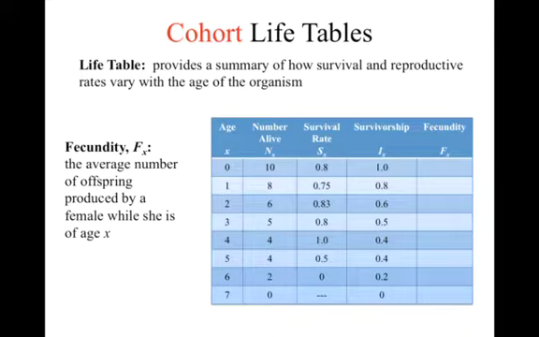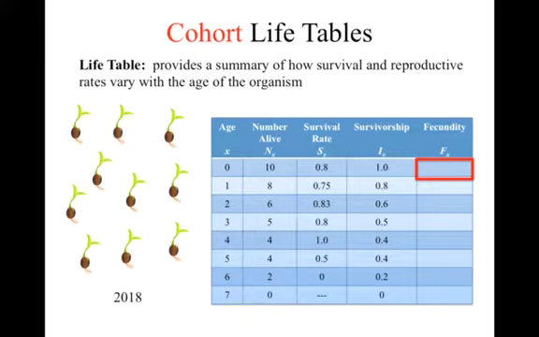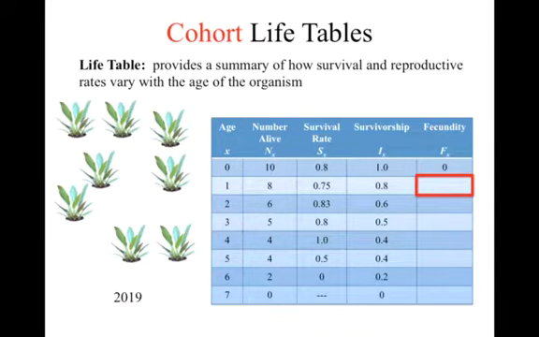The last column will be fecundity, and this is the average number of offspring produced by a female while she is age X. So here are my little seedlings. Typically with plants, not a lot of year 0 plants are going to make babies, so that's often 0. However, when I come back the next year, we can take a look. Do any of these plants, any of the 8 plants left, make any babies? If they don't, fecundity is again 0.